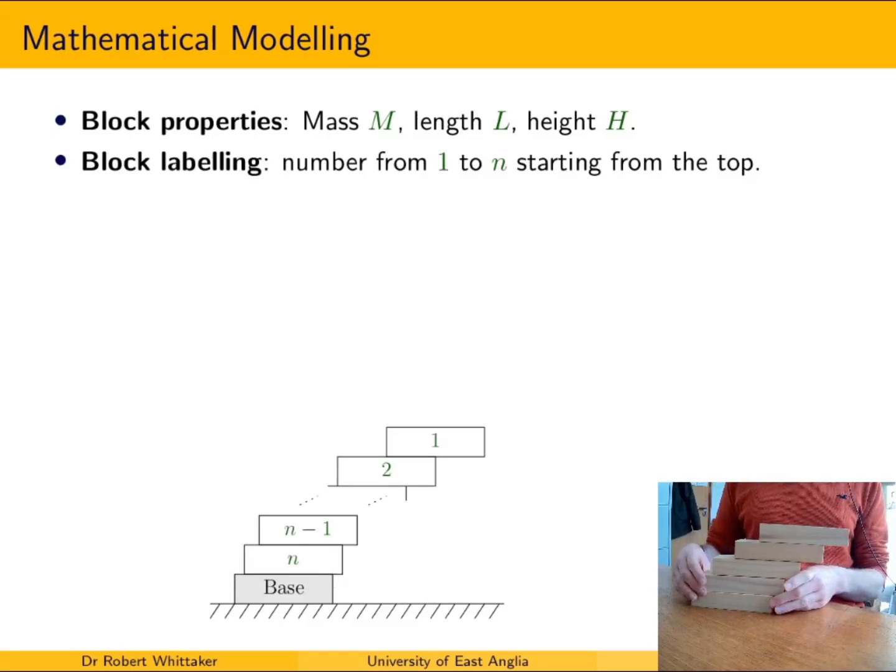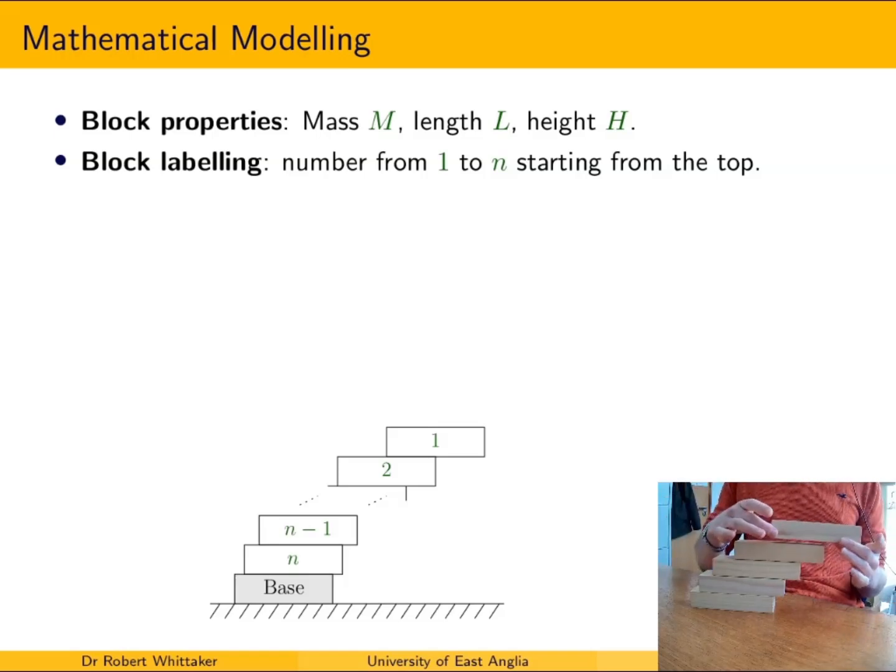In order to record the positions of the blocks, we're going to need to know which block is which, so we need to label the different blocks. There are n blocks above the base, so let's number them from 1 to n. And because we found it was convenient to start stacking from the top, it's probably a good idea to number them from the top as well. So we'll say that the top block is number 1, then number 2, then number 3, then number 4, and so on until we get to the nth block, which is just sitting above the base.